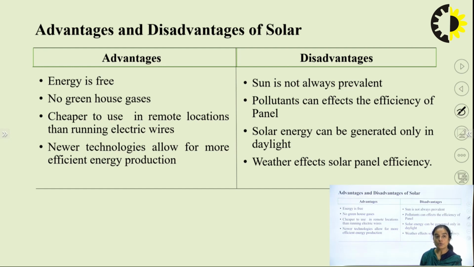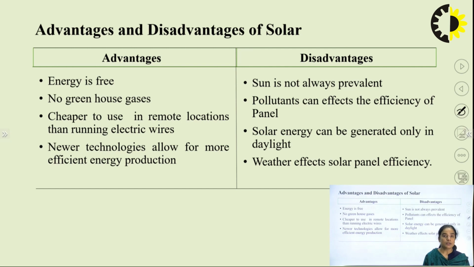It is cheaper to use in remote locations than running electrical wires. If there is a remote location where there is a problem in laying out the transmission and distribution lines, like in a hilly area, solar energy can be harnessed there. As we know, in a hilly area during the winter season also the sun rises, and we can harness enough solar energy.